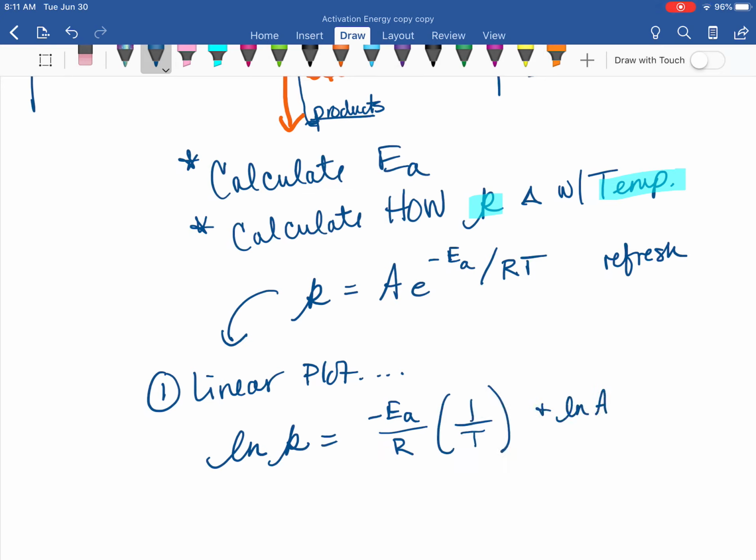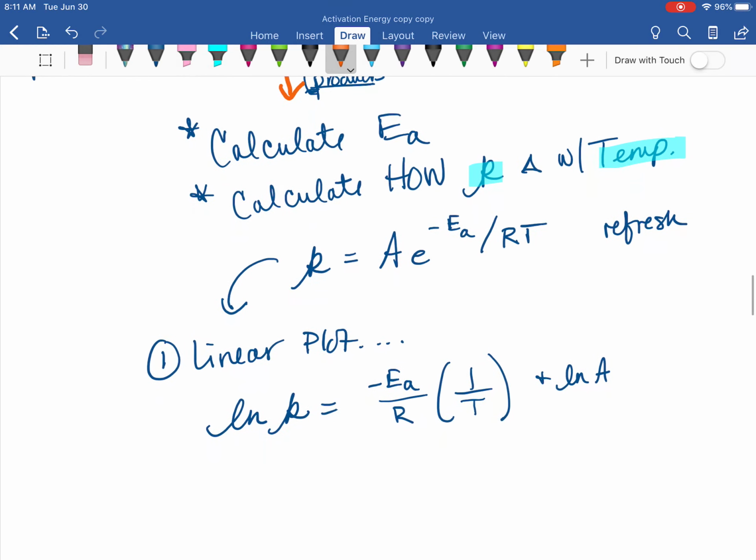Like that. Okay, now actually, if you're not excited by another plot, you should be, because calculating this way means that we can just let Excel do all of the work and we don't have to calculate anything. But in order for this to work, we have to plot the natural log of k and the inverse of temperature.